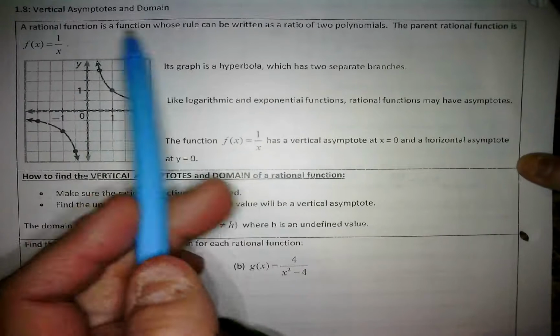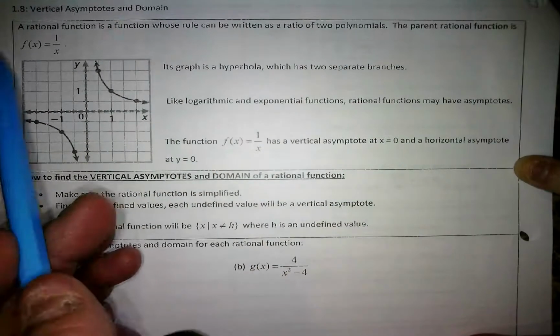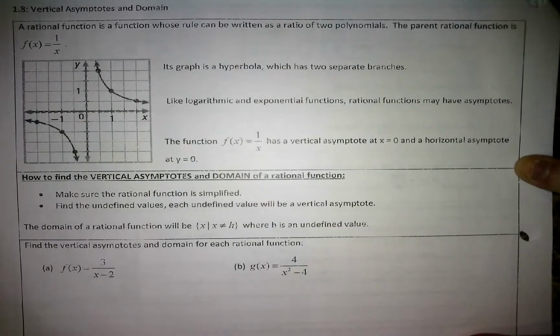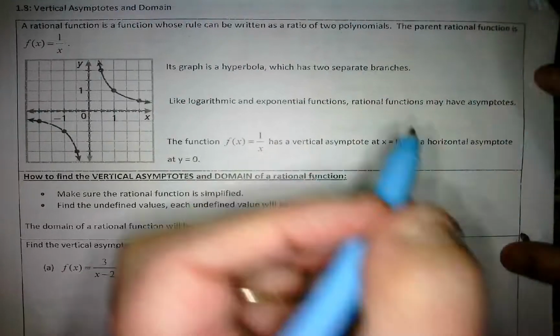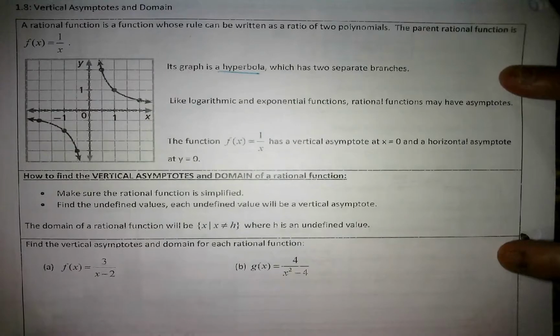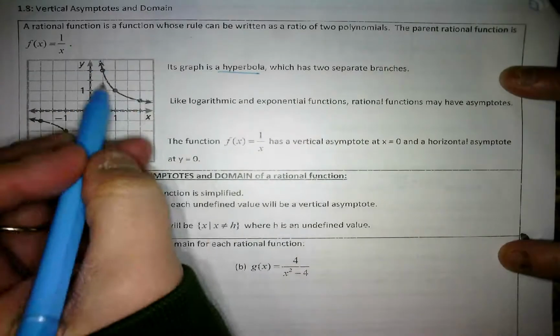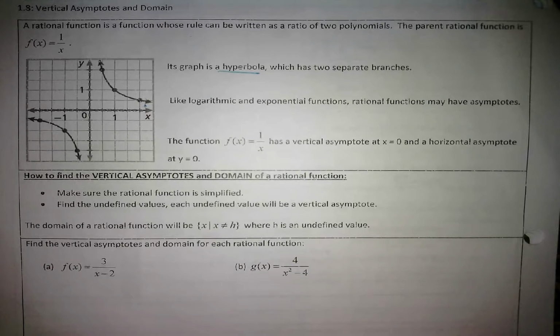So a rational function is a function whose rule can be written as a ratio of two polynomials. The parent rational function is f of x equals 1 over x. So that's this graph right here. That's the reciprocal function, which we talked about at the beginning of the year. Its graph is called a hyperbola, which has two separate branches. It's got this branch over here and this branch over here, so it's essentially two parabolas facing away from each other.